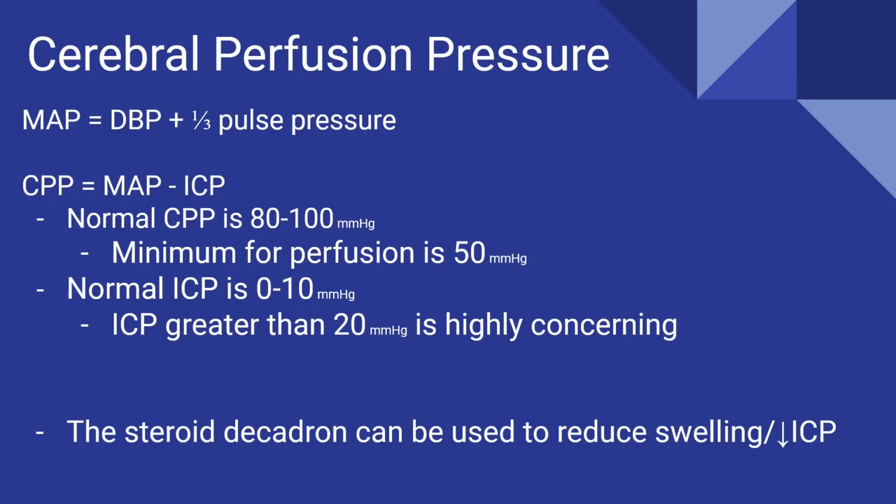Once you're below that, that's when you start to see the Cushing's triad come into play, because we're trying to reperfuse the brain with Cushing's triad. So let's say your MAP is 60 and your ICP is 10. Well, then you have right there your minimum perfusion pressure of your brain.